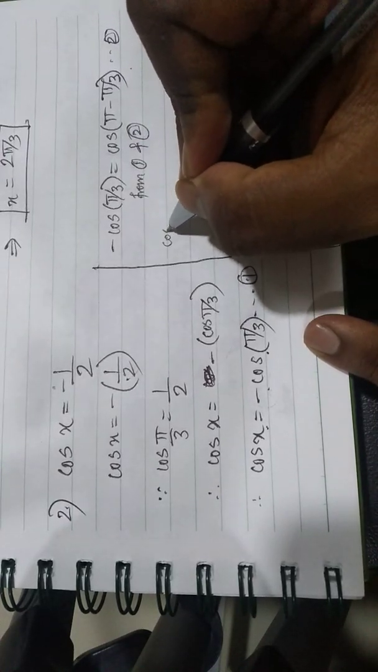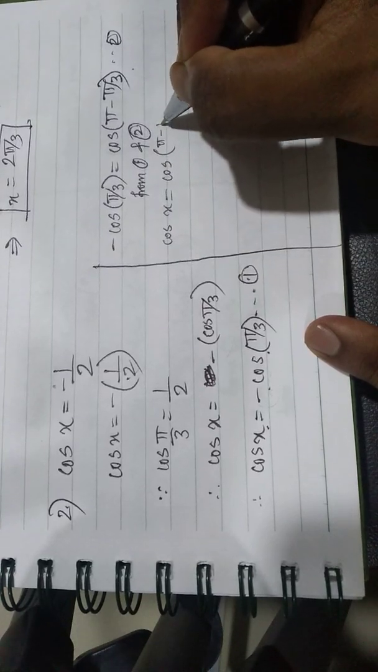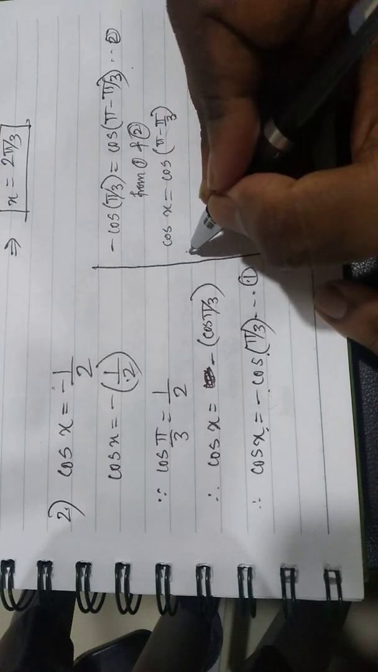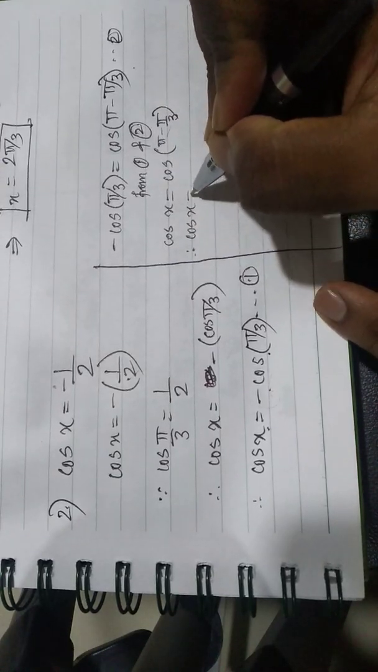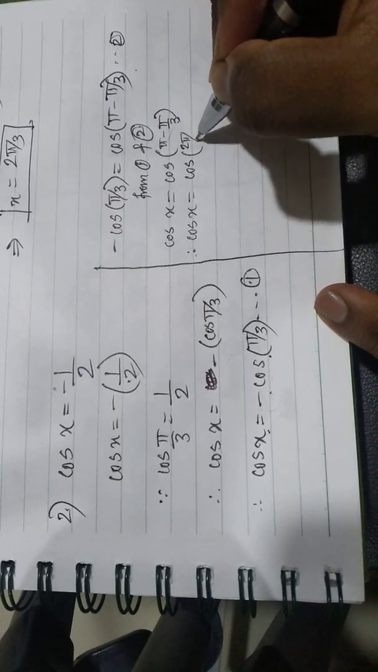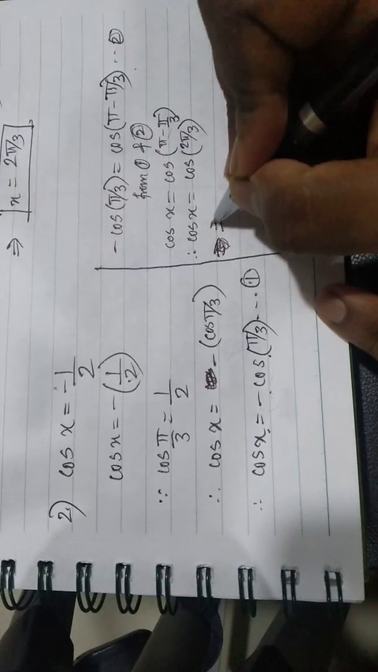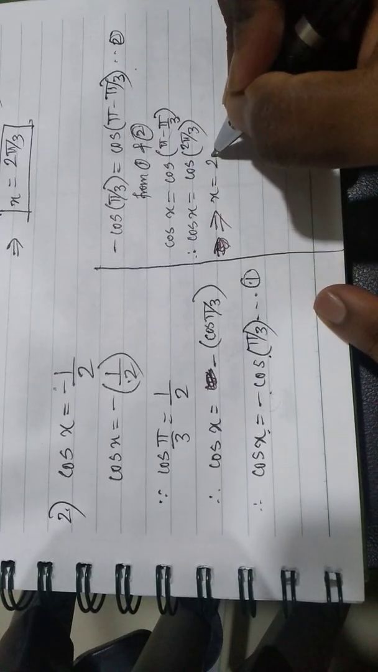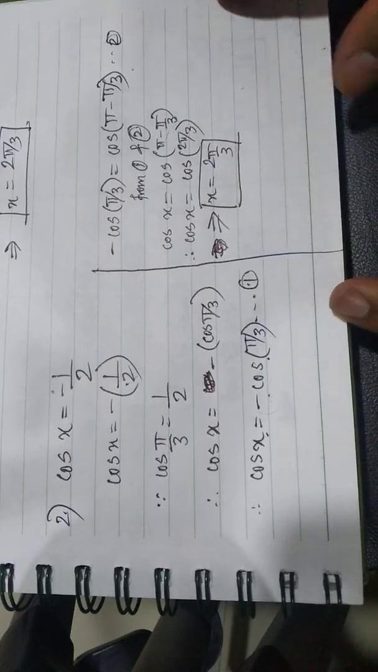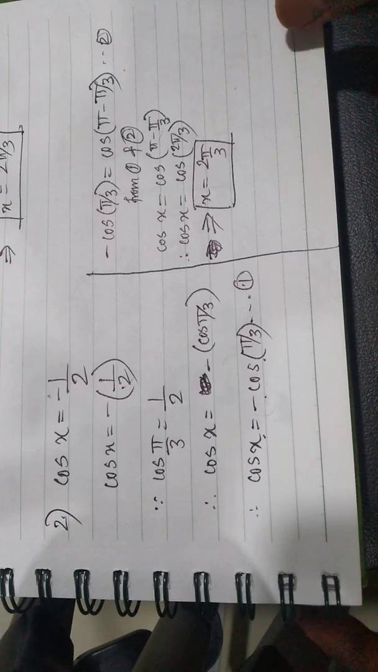I'll get cos x equal to cos(pi minus pi by 3). Okay, you solve this, so you will get therefore cos x equal to cos 2 pi by 3. So this implies x equal to 2 pi by 3. Okay, so put a nice box around it. So you've got the first solution. Okay, now let's move on to the next one.